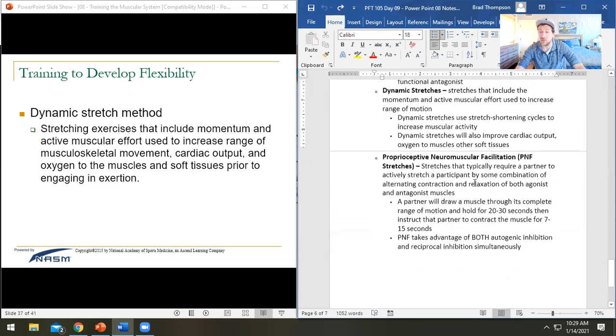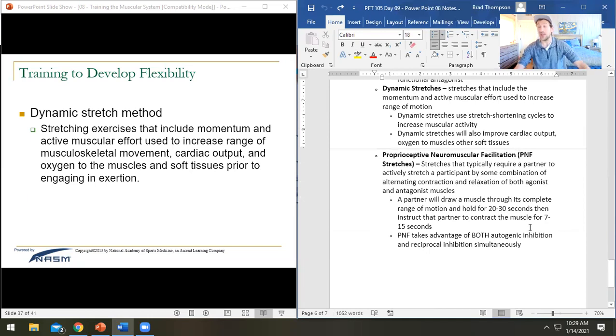And then we got dynamic stretches. Dynamic stretches are a lot of the ones you think of when you think about an athlete warming up. So like arm swings, arm circles, even bodyweight squats, walking lunges with a twist, straight leg kicks, all of that stuff. Those are your dynamic stretches. You're actually using your strength and momentum and you're increasing your range of motion that way. So these are actually using stretch shortening cycles.